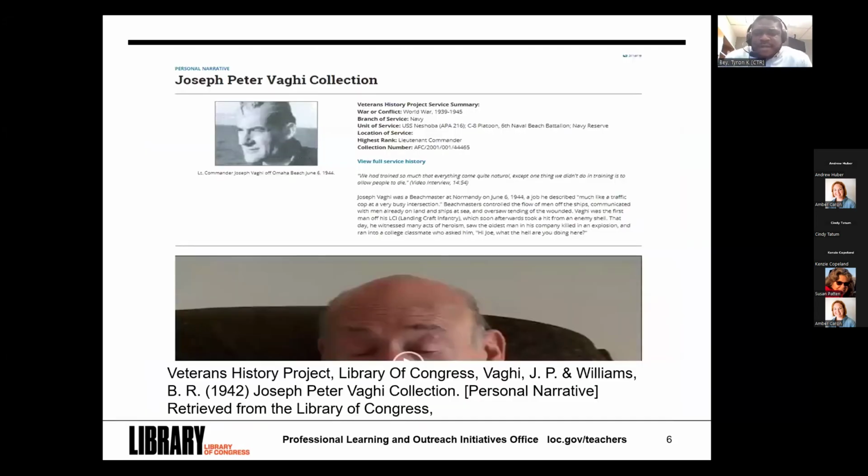Now, that map comes from the Veterans History Project, Joseph Peter Vahi collection. Joseph Vahi was a beach master at Normandy on June 6, 1944, a job he described much like a traffic cop at a very busy intersection. Beach masters controlled the flow of men off the ships, communicated with men already on land and ships at sea, and oversaw tending of the wounded. Vahi was the first man off his landing craft infantry, which soon afterward took a hit from an enemy shell. That day, he witnessed many acts of heroism, saw the oldest man in his company killed in an explosion, and ran into an old college classmate who asked, "Hi, Joe, what the hell are you doing here?"